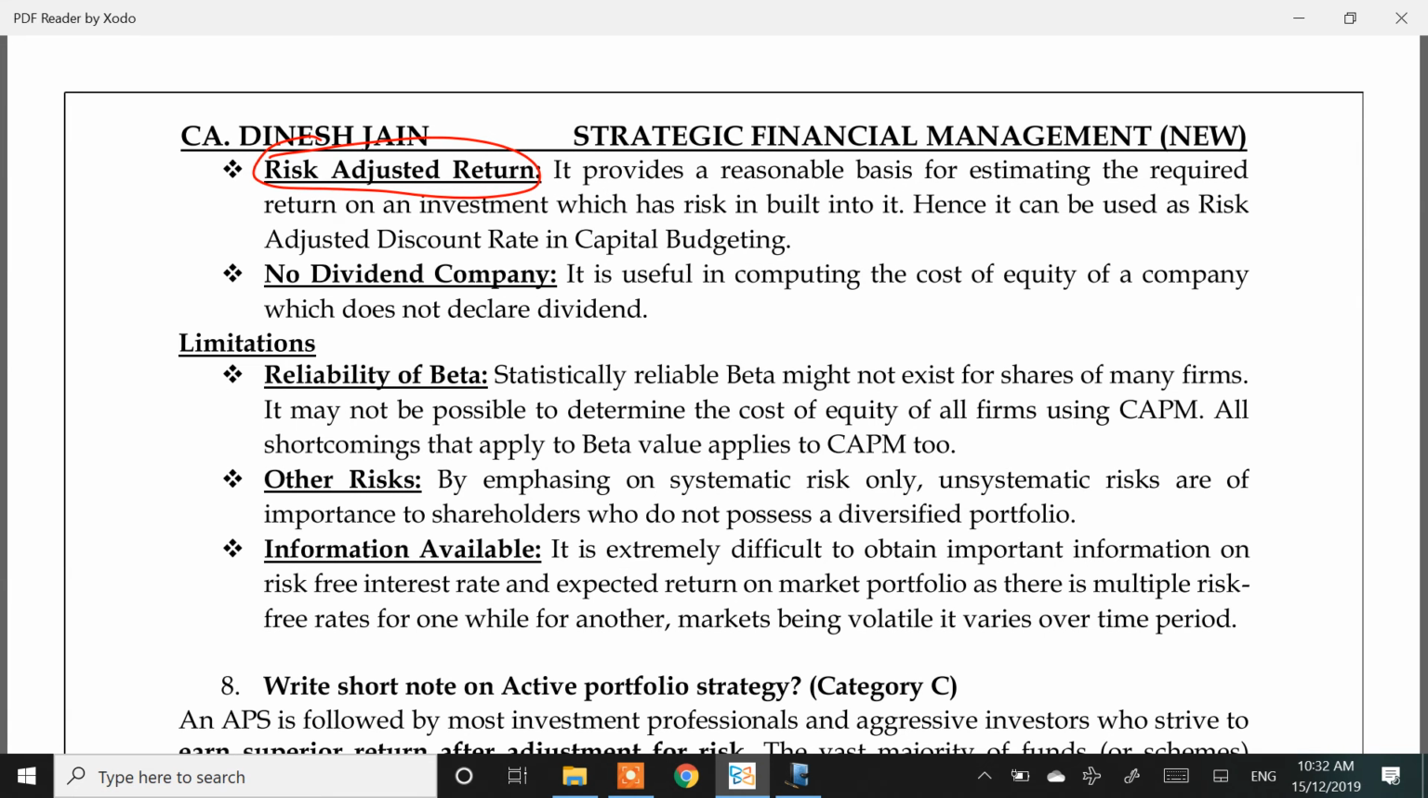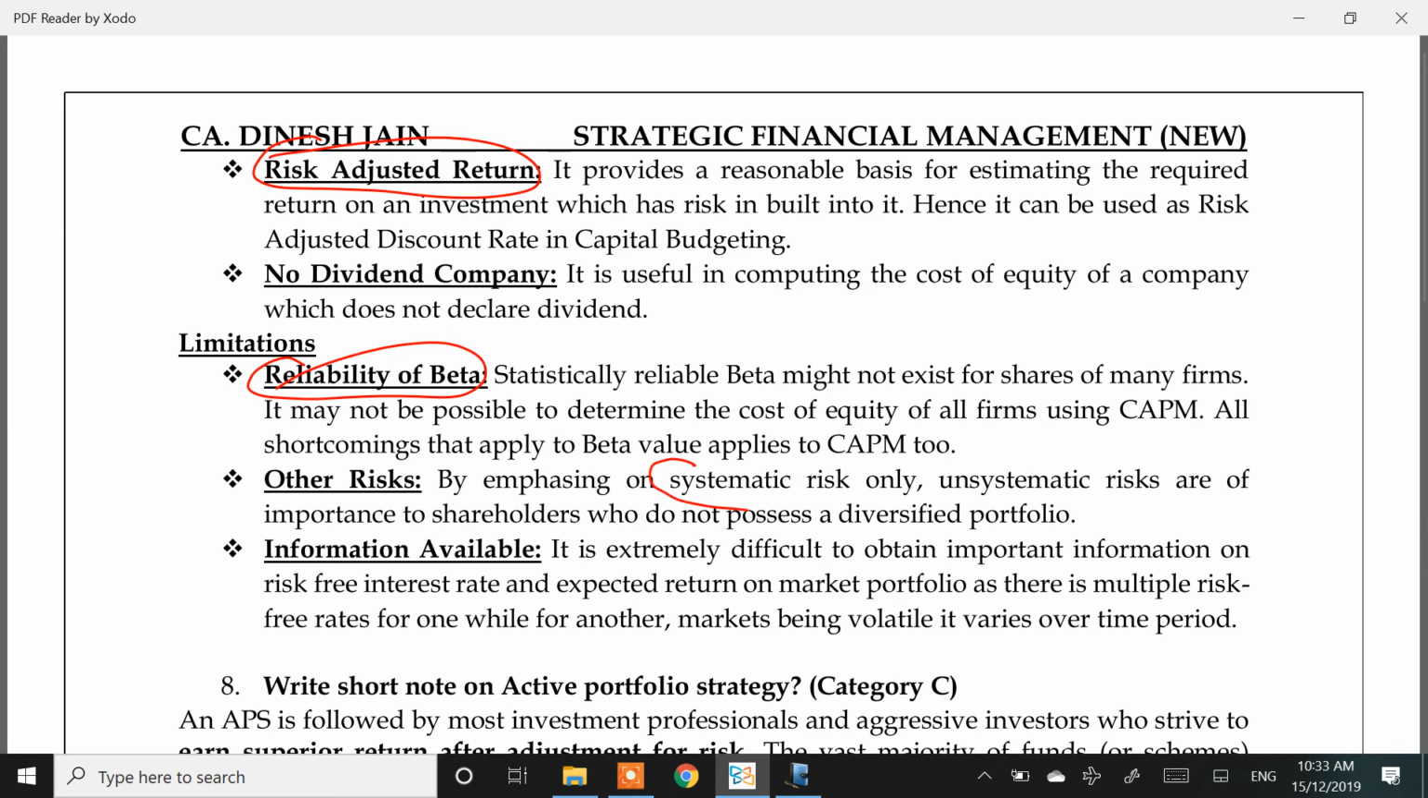There are certain limitations. There's no reliability of the beta, because when you are trying to calculate beta, you need past information on the returns which the security has generated. That data may not be available. So if beta cannot be calculated, you cannot follow CAPM. So whatever limitations are there for beta, there are limitations also for the CAPM.